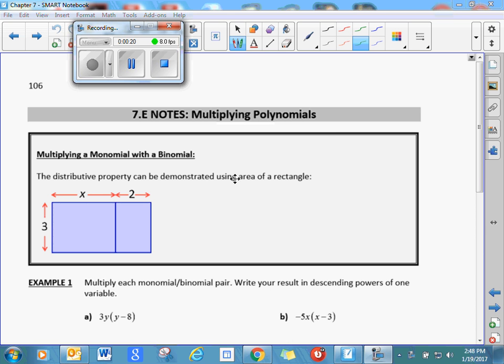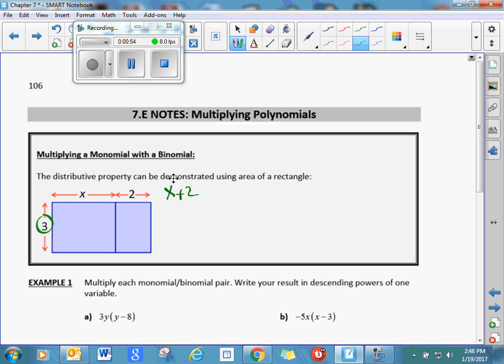And this is going to involve distribution, which you guys are real familiar with, but it is good to see this visual here that can represent graphically, pictorially, actually, multiplying a monomial with a binomial. So 3 is your monomial, one term, and your binomial represents the length of this big rectangle, and that is x plus 2.